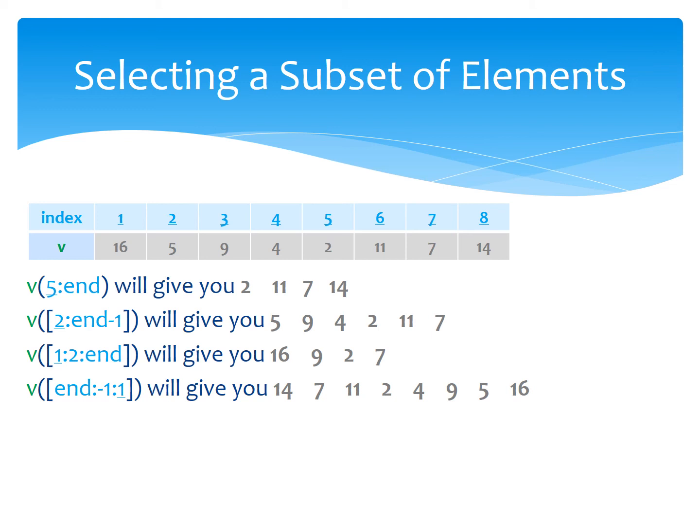Also, you can use end in the matrix indexing. The end indicates the index of the last element. For example, V(5:end) retrieves the content stored in the index 5 to index 8 because the index of the last element in V is 8. Similarly, you can use end in the following ways to select a subset of elements.